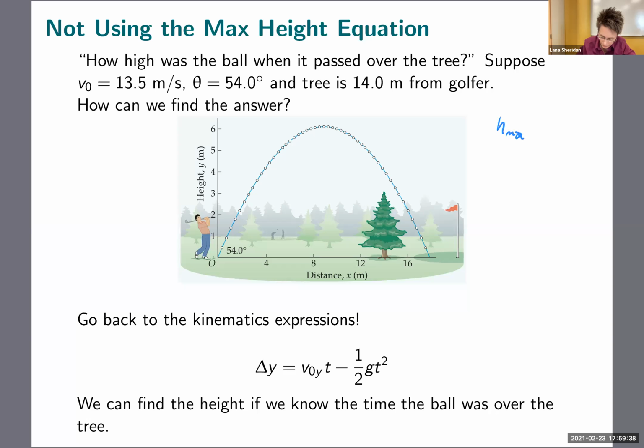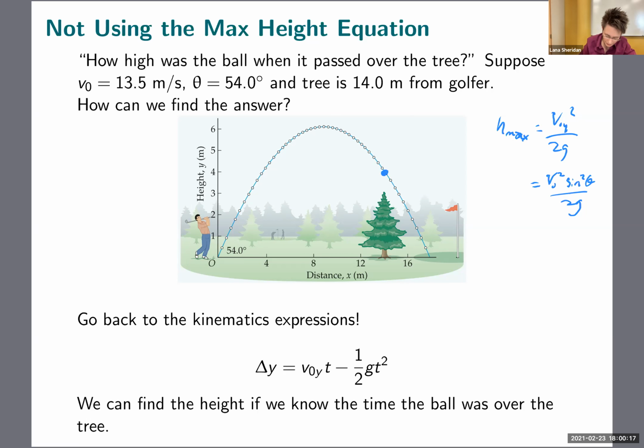We did just derive it, and it seems like it should be a powerful equation. The maximum height would be v0y squared over 2g, or equally, we could write that as v0 squared sine squared theta over 2g. We should not use that to figure out how high the ball is when it's over the tree. Is it clear why not? Because it only tells us the maximum height, and we are not told that the tree is there. Without doing the calculation, we don't know where the tree is relative to the trajectory. So we should not assume the tree is in the middle, and we should not use the max height equation here. So how can we solve this one?